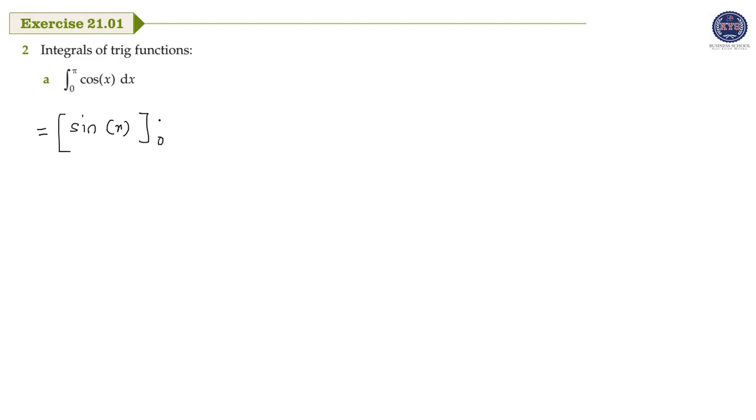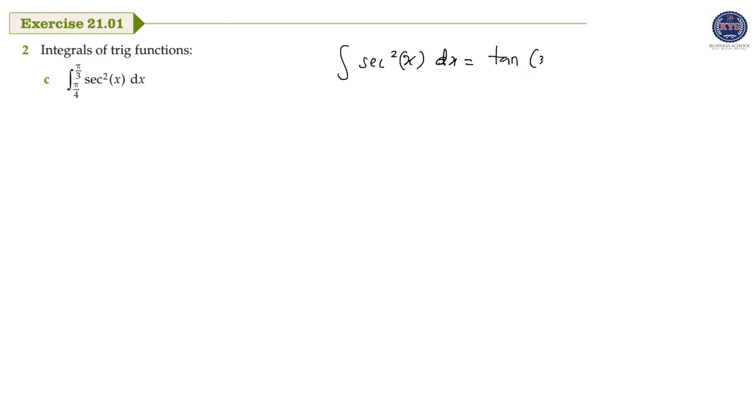Substitute with 0 to pi. Okay, so therefore you will get sine pi minus sine 0. Press your calculator, make sure your calculator is in radian. So 0 minus 0 is equal to 0. Okay. Next, secant. Okay, integrate secant squared. The one I provide is the integral of secant squared x dx is equal to tangent x plus c. Okay, so integrate secant squared, you get tangent.